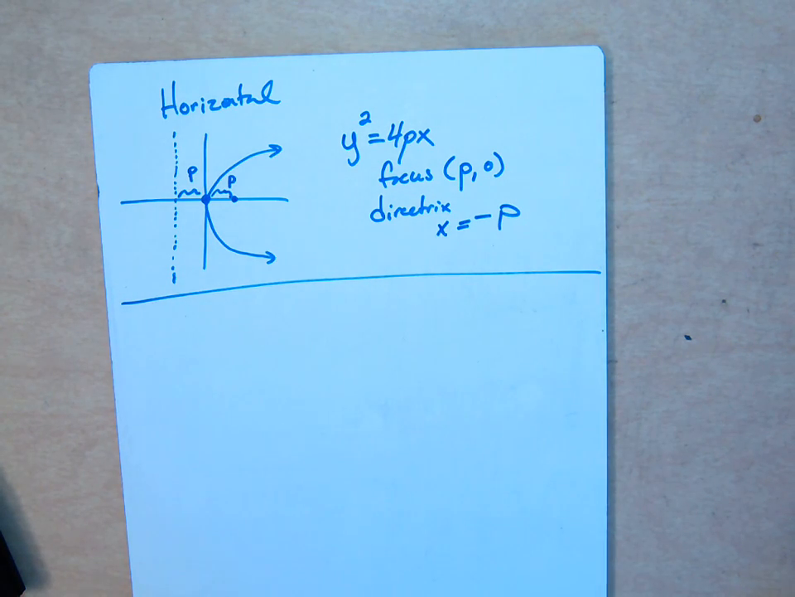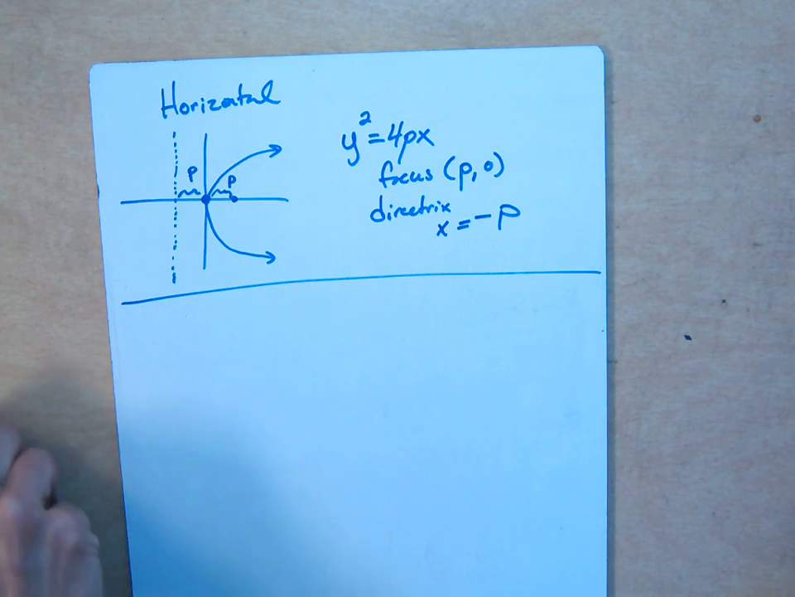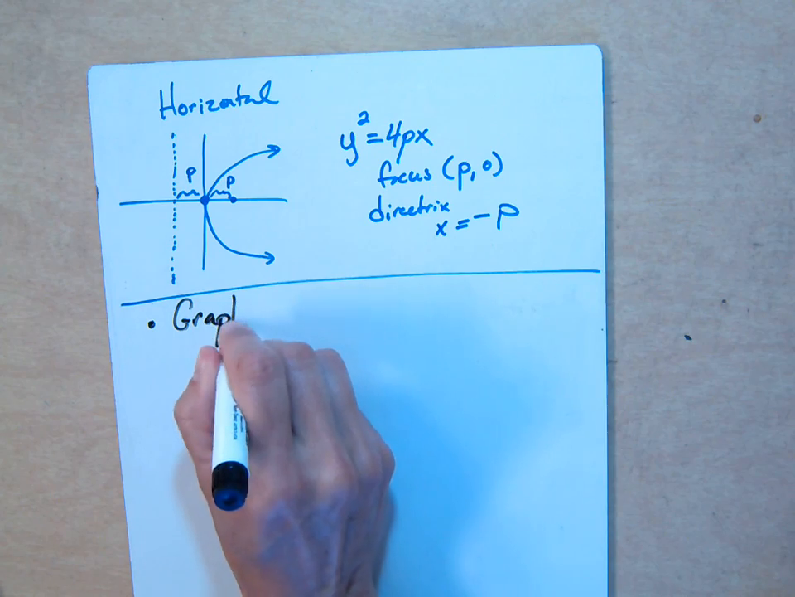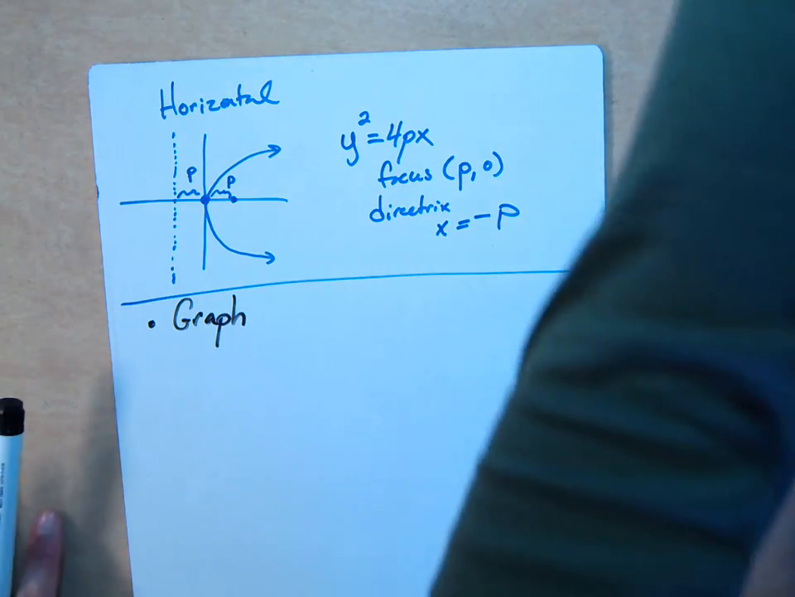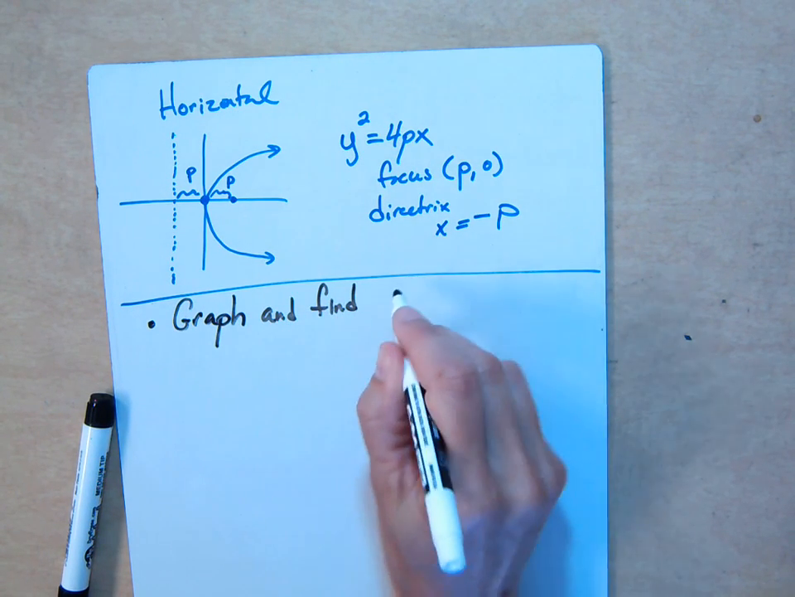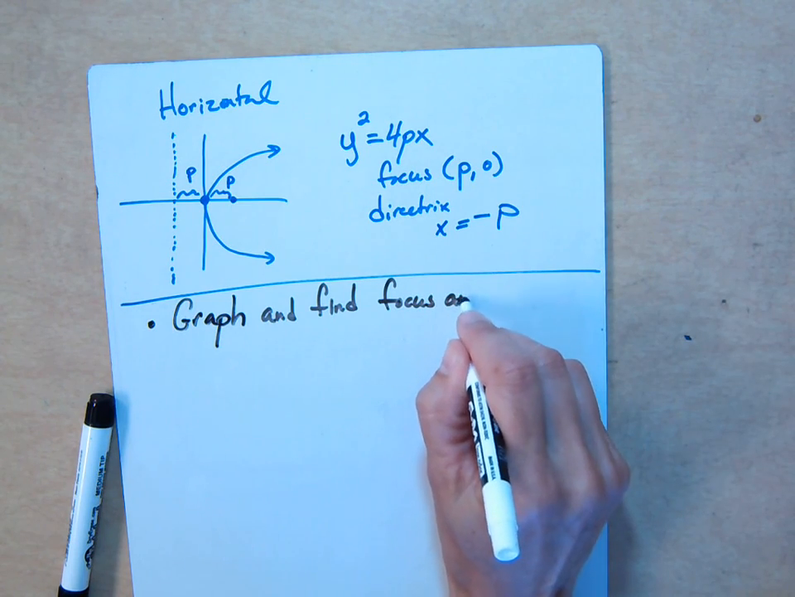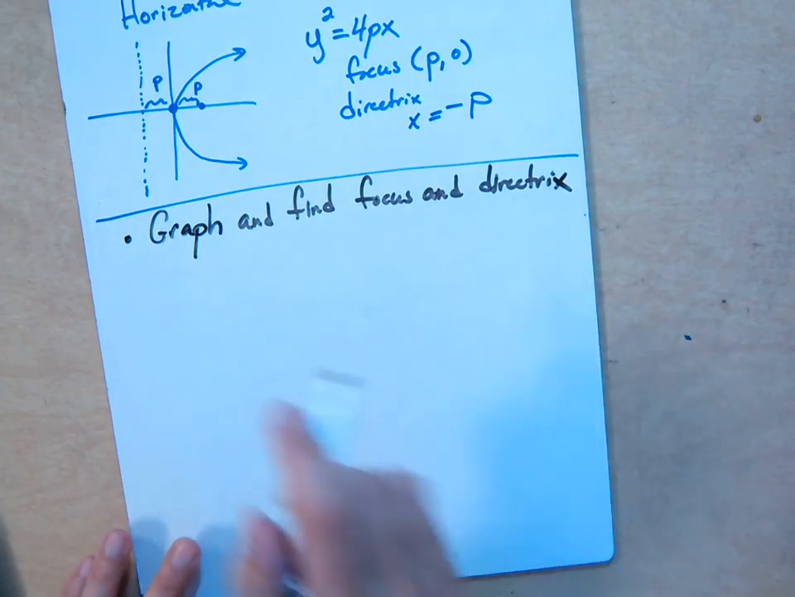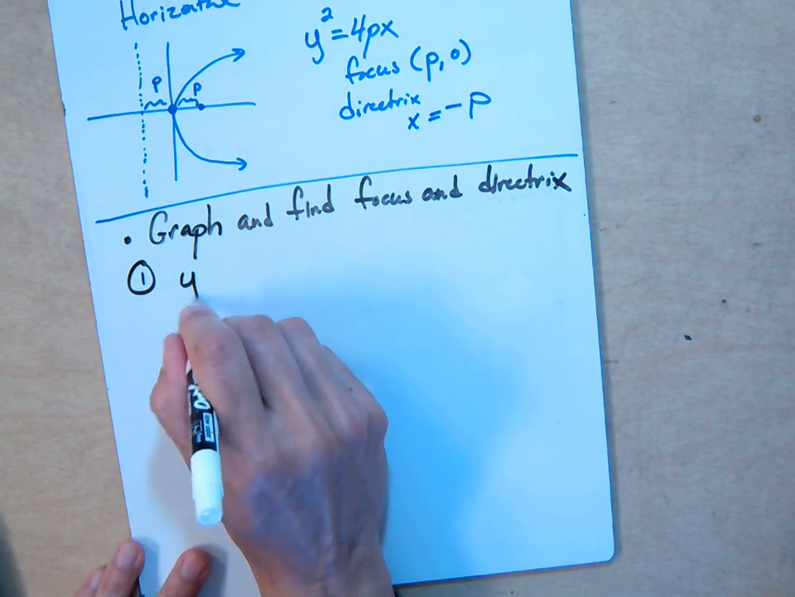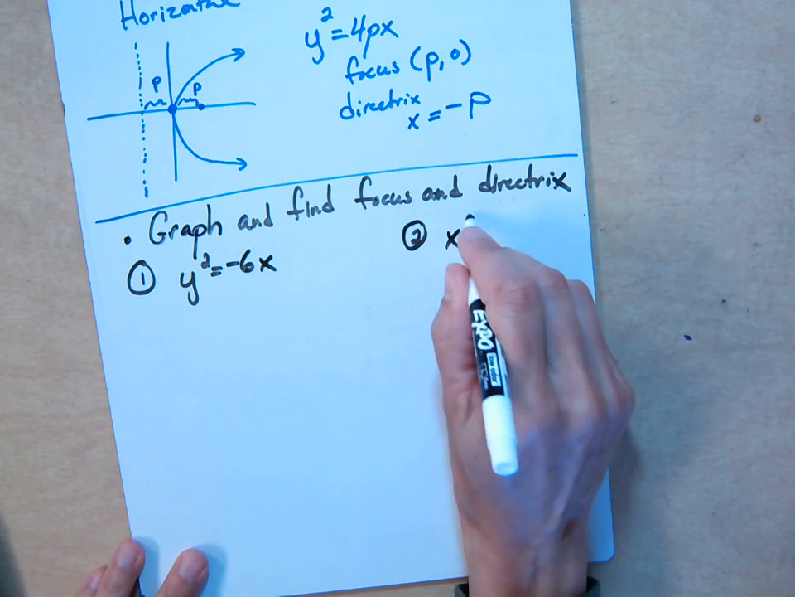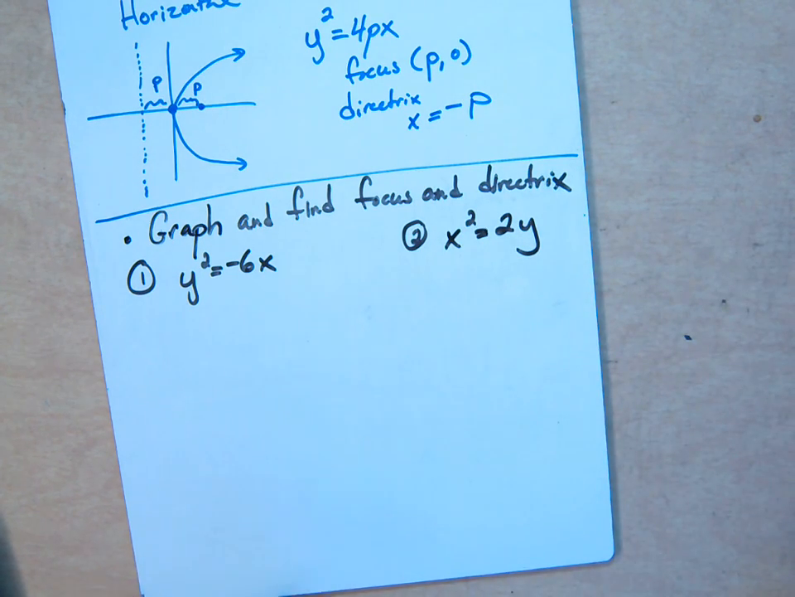We'll do 2 examples of what you're going to do first, and then we'll go to part 2. We'll save the rest. So you'll be asked to graph and find the focus and directrix. We'll do 2 examples. We'll do y squared equals negative 6x, and then we'll do x squared equals 2y. Graph and find the focus and directrix.